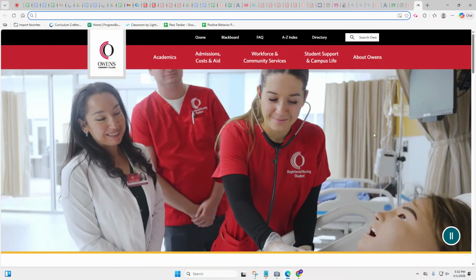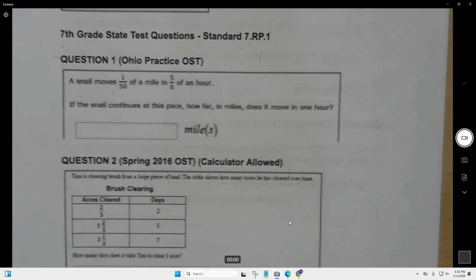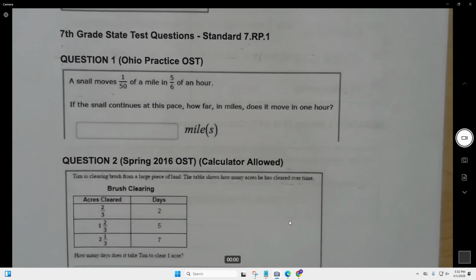Alrighty, welcome back to another state test review. Today we are starting on standard 7.RP.1, which is ratio and proportions. Ratio and proportions, I believe, is the biggest part of the 7th grade state test. So these are the standards you want to make sure you pay attention to.